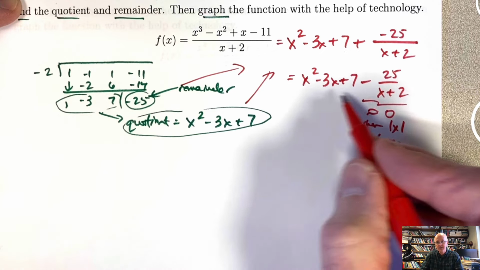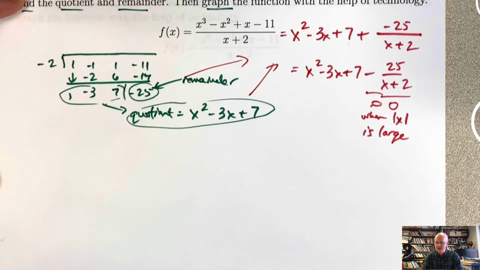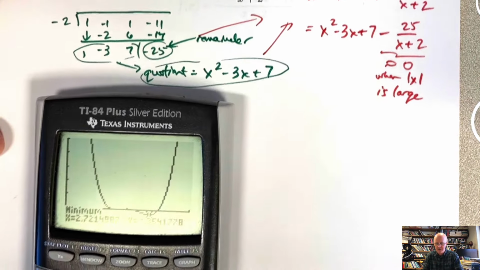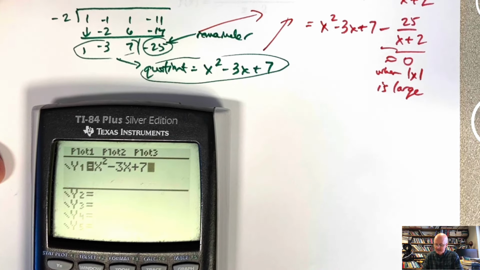So if we could graph this quadratic, it would help us graph the original function. Let me actually do that first. So let's go to my technology here, go back to my y equals screen. Let me graph the quadratic, x squared minus 3x plus 7. And let's see what that looks like.